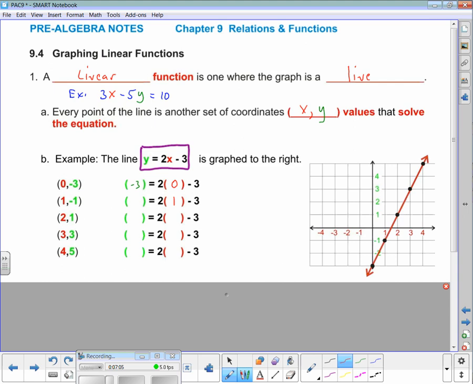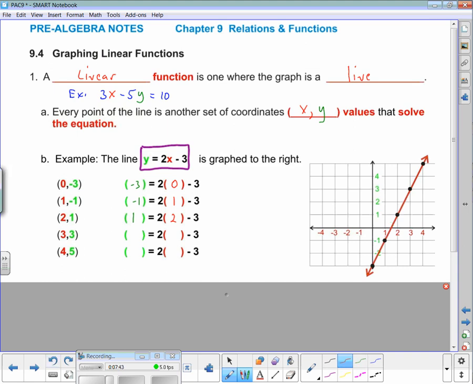2 times 1 is 2. 2 positives and 3 negatives leaves you 1 negative. And guy 1 is dating girl -1. Go to guy 2. Stick a 2 in. 2 times 2 is 4. 4 minus 3 is 1. And guy 2 is dating girl 1. And that's that third point there on your graph, right? Right here.